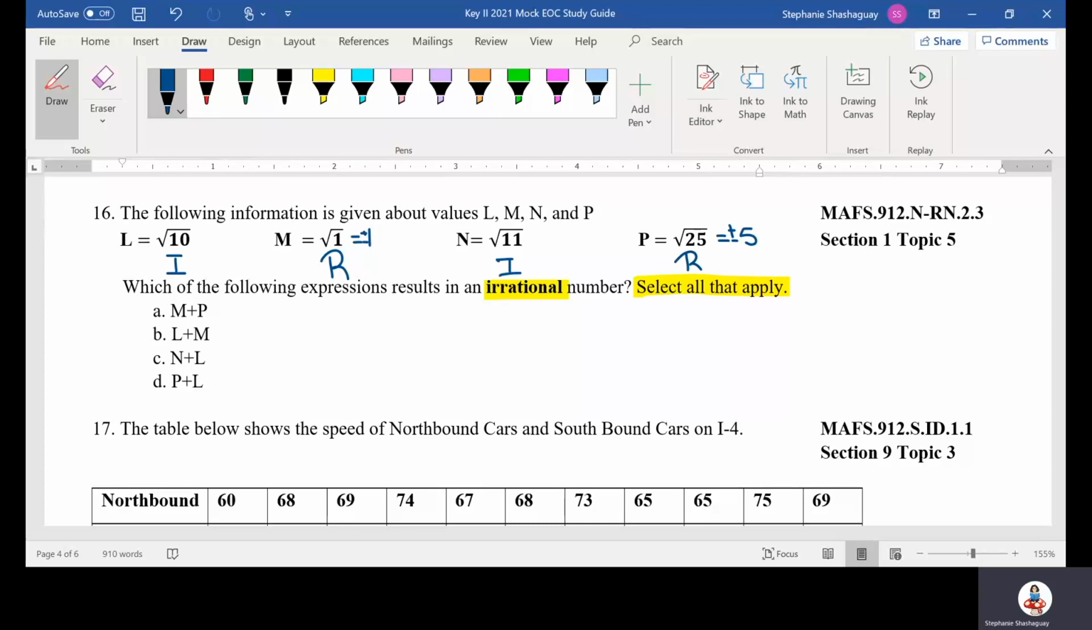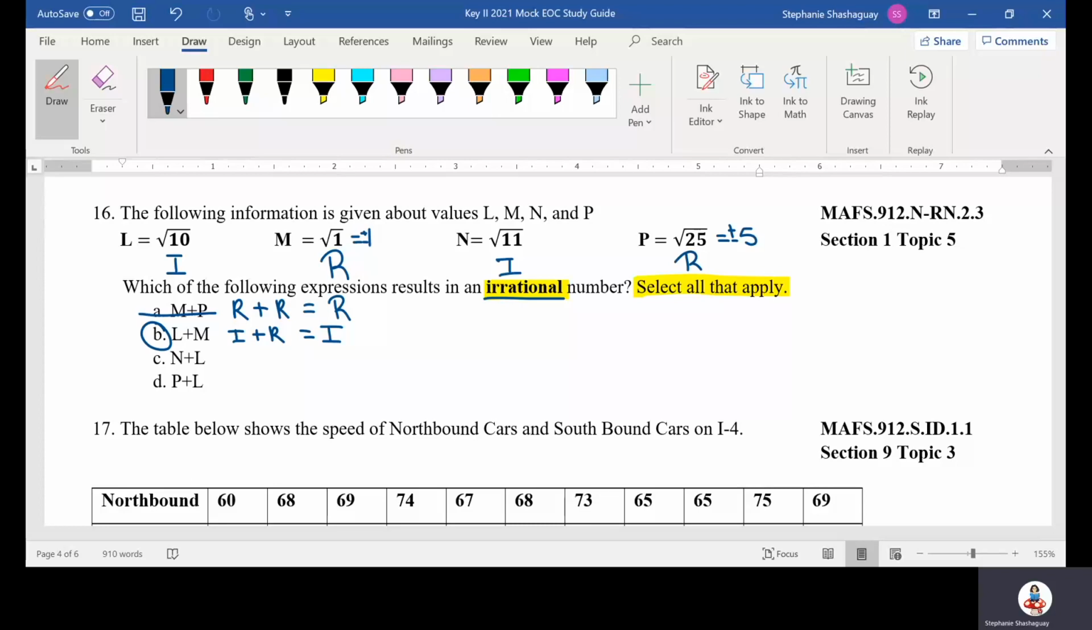So which of the following expressions results in an irrational number? Well, if I have M, which is rational, and I'm adding it to P, which is also rational, I'm going to get a rational number. So that is not an irrational number, so I would not select it. L, that's an irrational number. I'm going to add that to M, which is a rational number. Anytime I add irrational to a rational, I'm going to get an irrational number. So B is an answer.